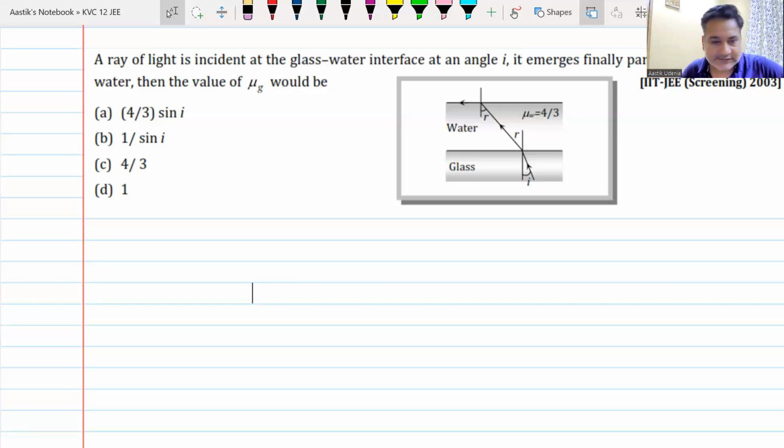Fastest finger first. Anyone? No one? How many refractions are happening? Shall I help you out? I hope you can see the question. Yes or no? Yes, sir.